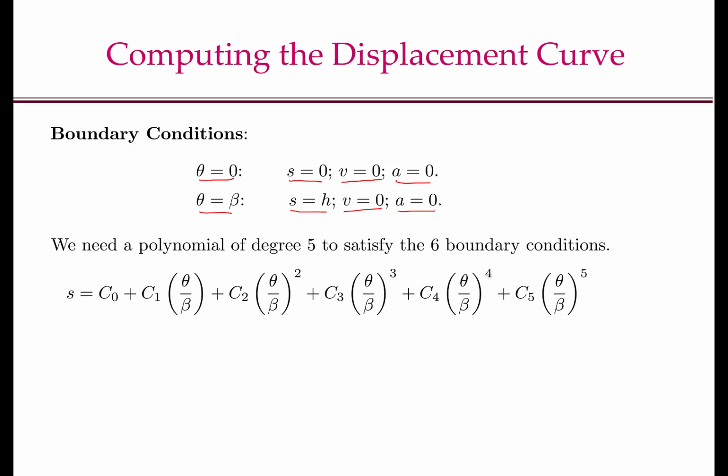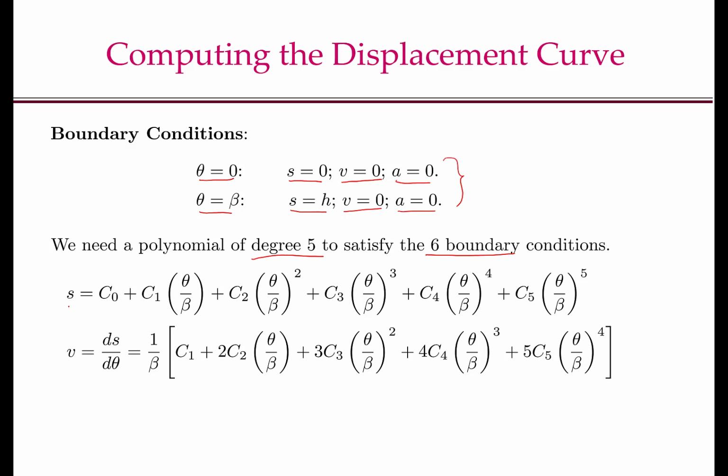If we choose a polynomial of degree 5, it will have 6 unknowns: C0, C1, C2, C3, C4, and C5. And these 6 unknowns can be obtained so that the 6 boundary conditions are satisfied. So the degree of the polynomial that I should choose is 1 less than the number of boundary conditions available to me. This is a general rule that is always true.